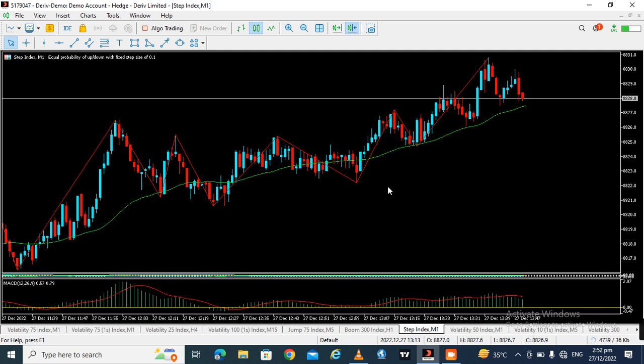So on our screen, as we can see, we have step index, and with this strategy we're going to be using M1 or M5. It's a strategy for scalping, especially for those with low equity. With this strategy you can raise your $10-20. You can scalp profitably with it if you apply what I'm going to show you right away.